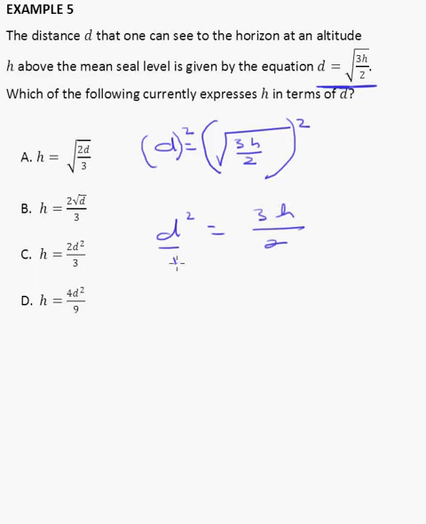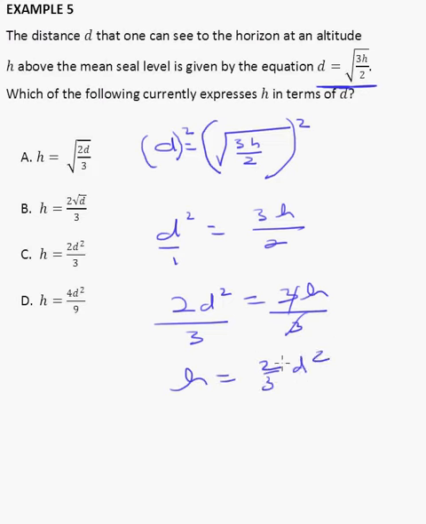And now I can do a simple cross multiplication. That means that 2d squared will be equal to 3 times h. What do I want? I want h. Therefore, I divide this by 3, I divide this by 3. This will cancel that, and therefore my h will be equal to 2 over 3 d squared.